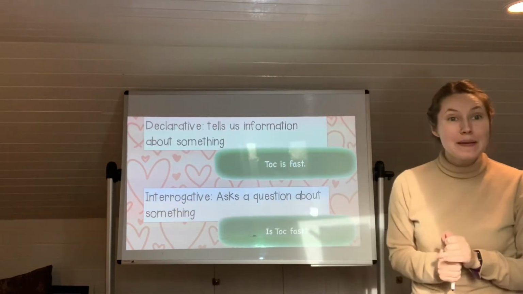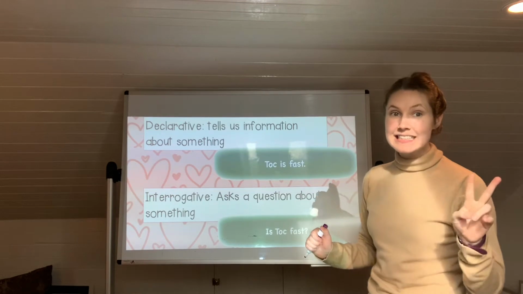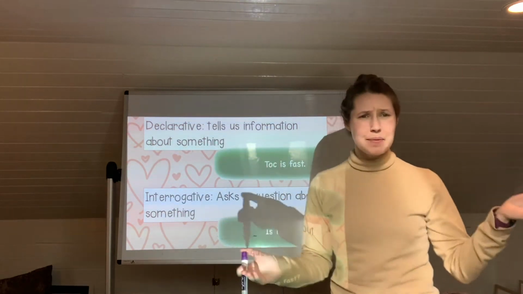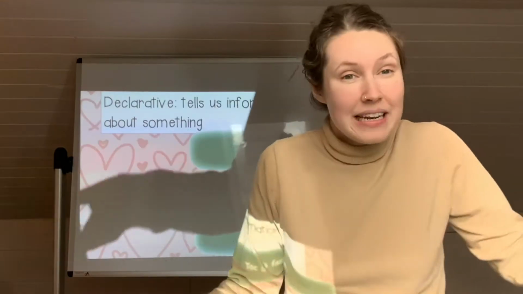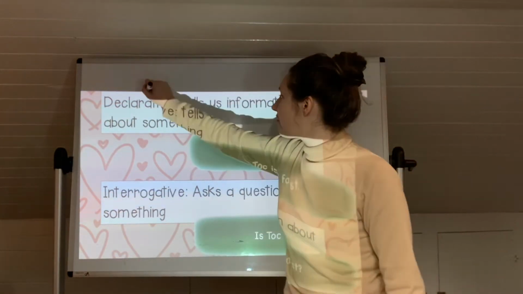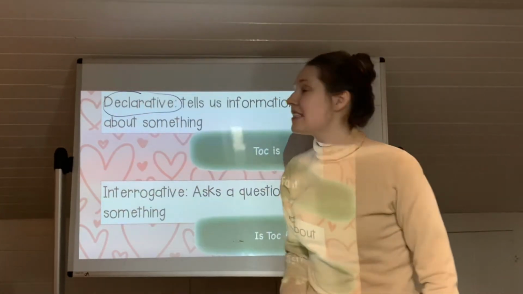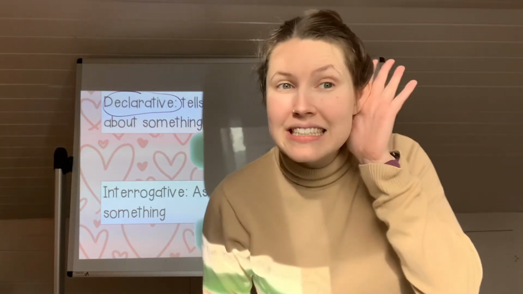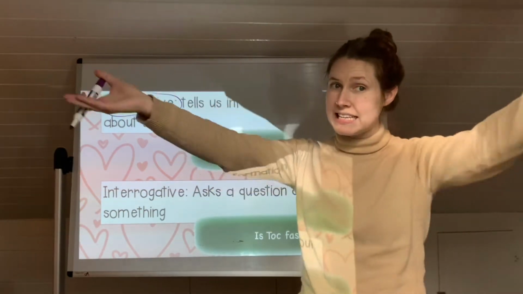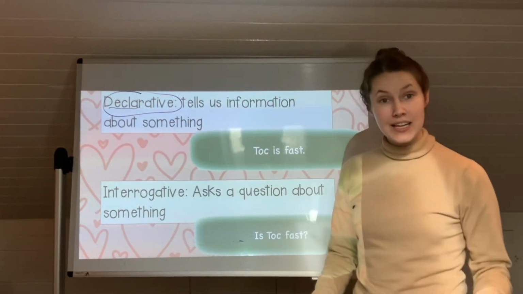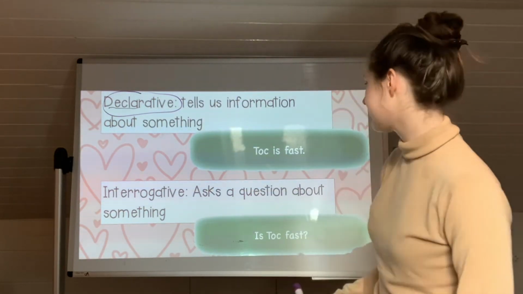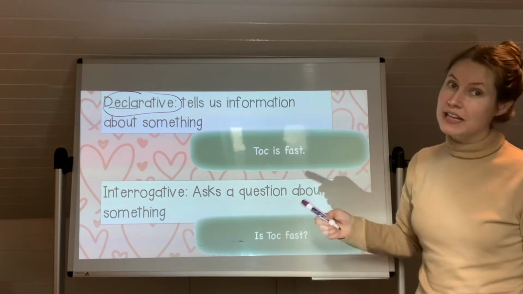All right, so let's begin with talking about the two types of sentences that we're going to learn about today. Here's some new vocabulary. Remember, vocabulary is like when we learn new words that we didn't know before, and so we need to talk about what they mean. The first new word we're learning is the word declarative. Try it out. Declarative. Declarative, the word declare means to say something. So when we have a declarative sentence, this type of sentence tells us information about something. Here's an example of a declarative sentence.